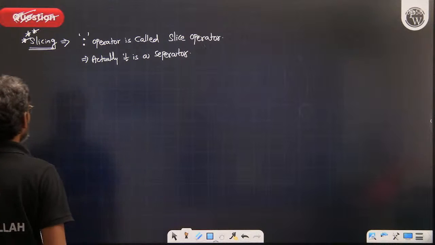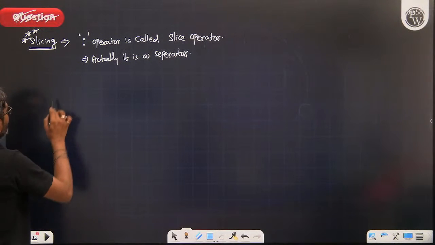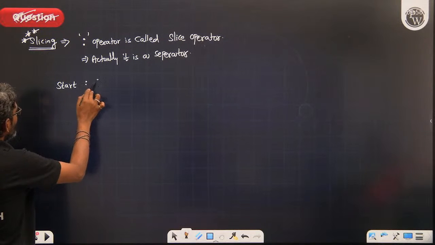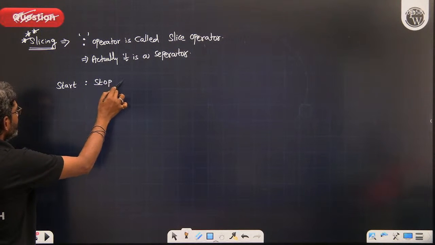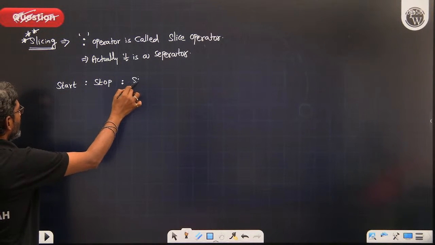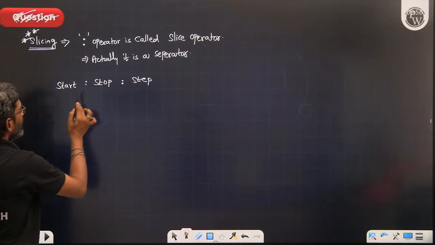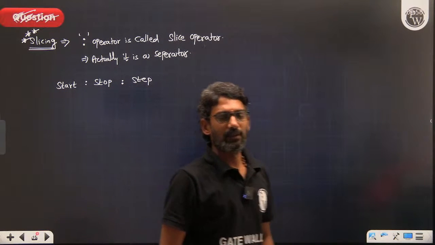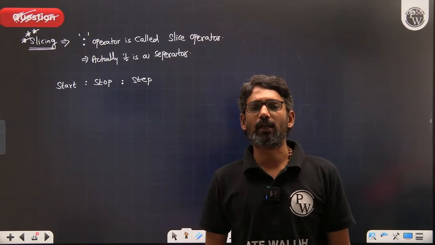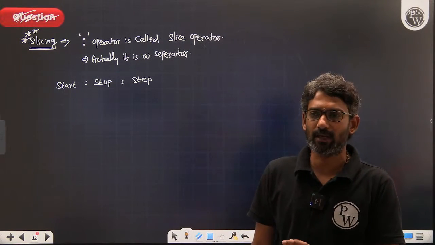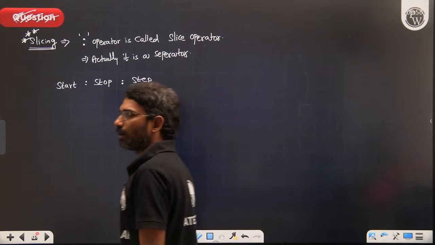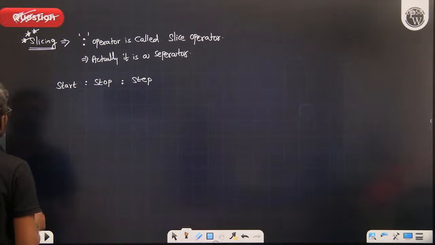What are they? Start, stop, step. So between these start, stop and step, you place a colon. To separate these three, we are using the colon symbol. How will this be used?